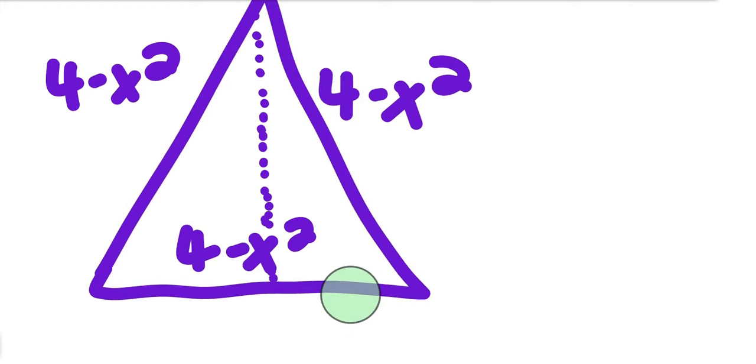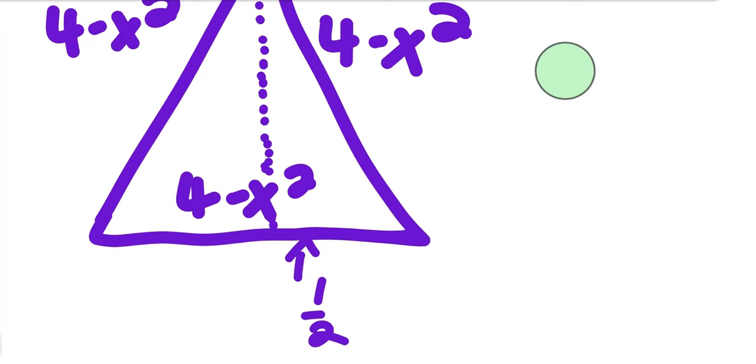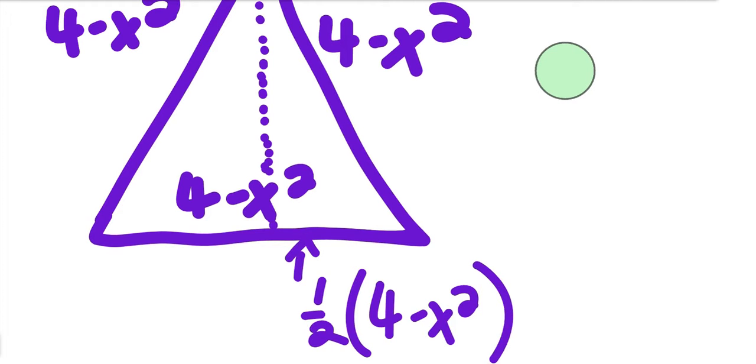We can see that if we cut the triangle in half like this, this bottom piece is going to be half of 4 minus x squared. Move this out of the way. Okay, and then we can use the Pythagorean theorem to solve for this height. So give me a second to solve that, and then we will go from there.